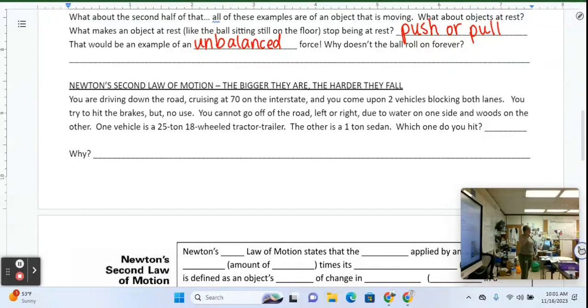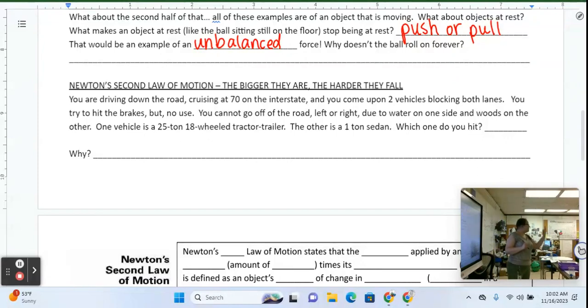Now, what about in space, where there's no friction and no gravity? It will keep going until it either hits an asteroid or gets pulled in the gravitational field of something else, got sucked into a black hole, whatever. It's going to keep on going forever because there's no friction, no gravity, no unbalanced force to make it stop. All right, so why doesn't the ball roll on forever?